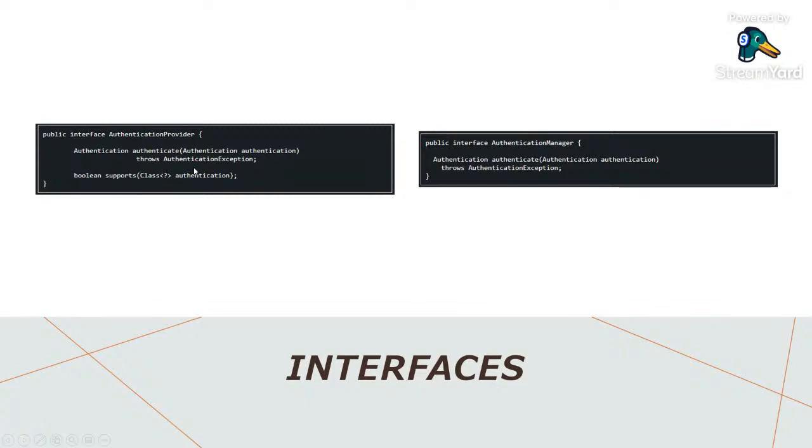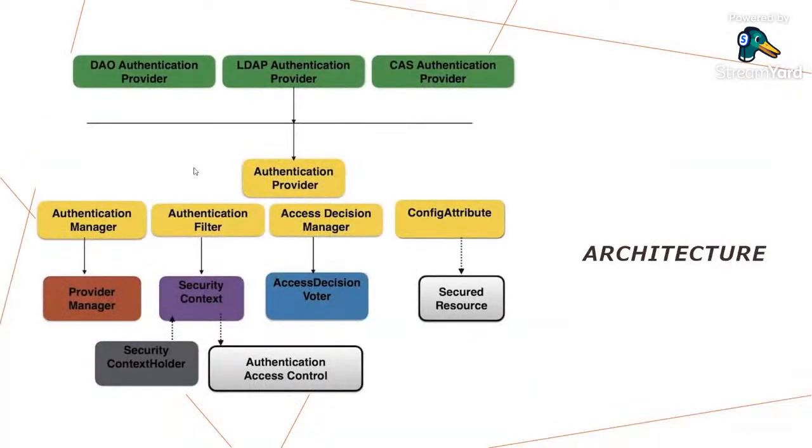So supports will tell you whether it supports this kind of authentication or not, and there will be multiple authentication providers. There will be a provider manager at the top, and on the bottom there will be multiple authentication providers, and they will tell if I support this kind of authentication. So provider manager will ask its implementations, do you support this kind of authentication? One of the implementations will return, yeah, I support it. So that means the provider manager supports it. This is the full architecture for Spring Security.